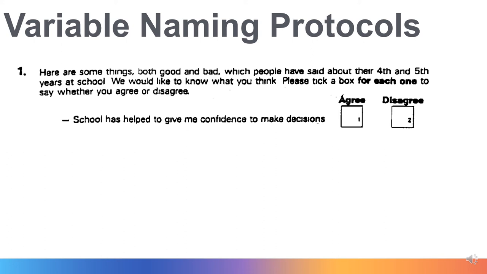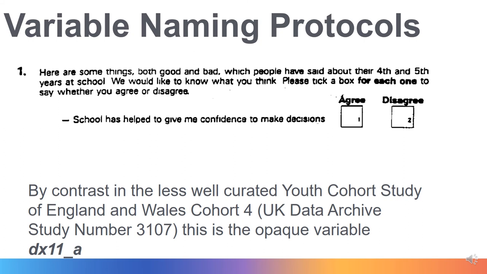In the data set, this is what it looks like. By contrast, in the Youth Cohort Study of England and Wales, cohort 4 this is, which is study number 3107, this variable here is given the opaque name DX11_A. Not particularly readable, so you can't guess what it could be, and you don't know how you'd ever get some information about that. So again, a protocol. Think about your protocols. This isn't a particularly useful one for naming variables in the data set.